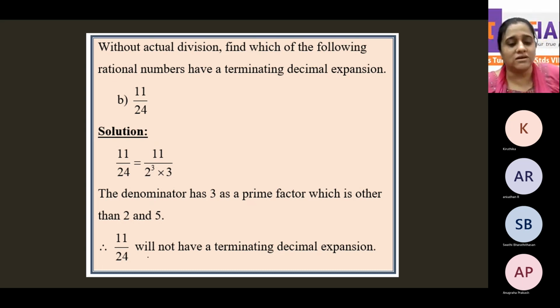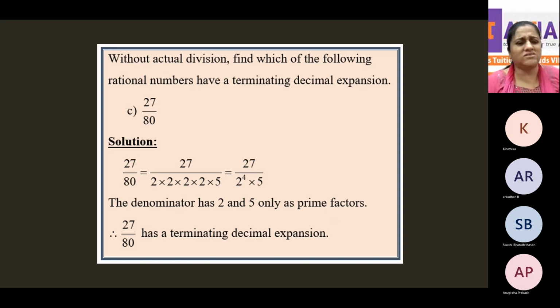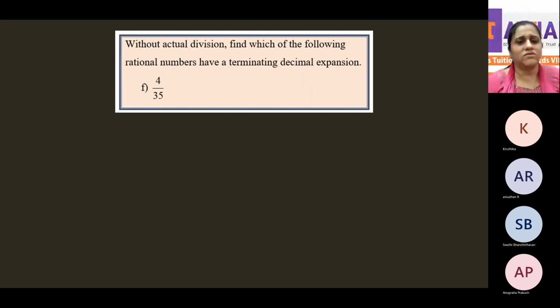So you can see the final statement. Therefore, 11 by 24 will not have a terminating decimal expansion. Don't write it has a non-terminating repeating decimal expansion. Don't write that, that's not asked. Yes or no, children? That's all. Everywhere it's the same thing.